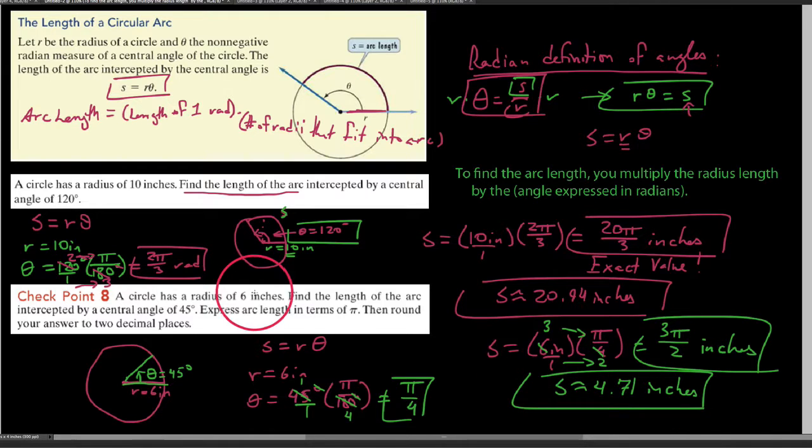There's our arc length. So arc length formula, it's just arc length is r times theta. You just need to remember, convert your degrees into radians if necessary, and then multiply the radius times the radian measurement of your angle, and you should have your arc length. Don't forget to label. Cheers.